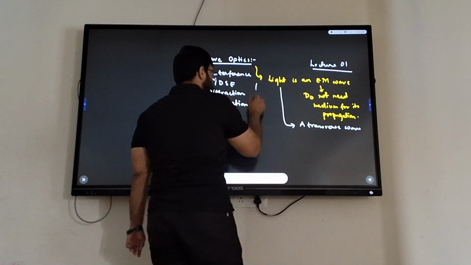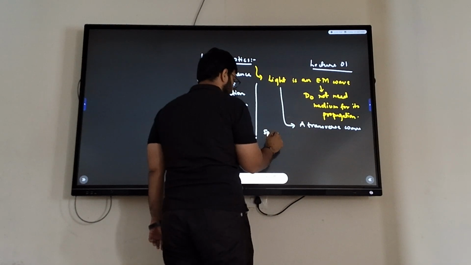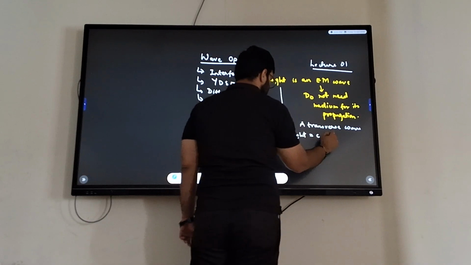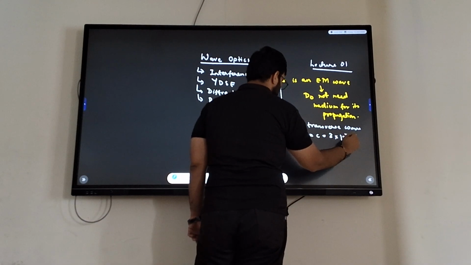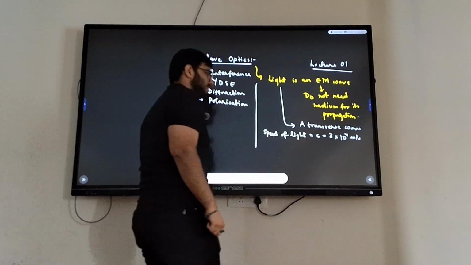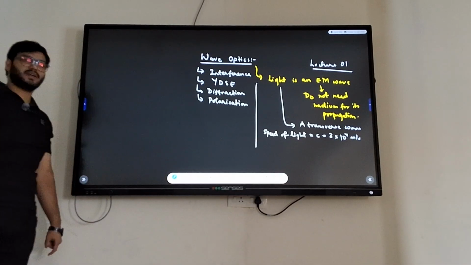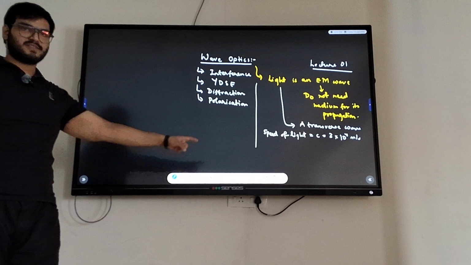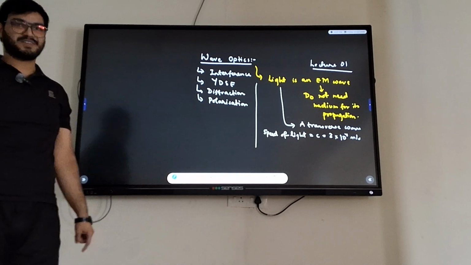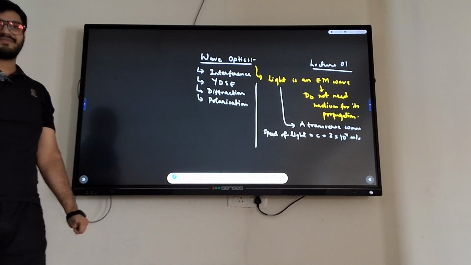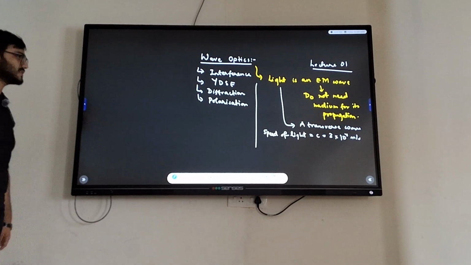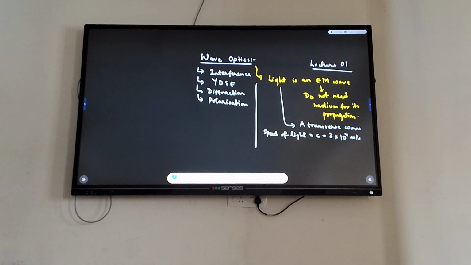And then there's something called the speed of light. Do you know that? That's c, 3 into 10 power 8 meter per second. Or more precisely 299792458 meter per second. Anyways, you remember that value. That's approximately the same thing. Okay. So this is wave optics, and we'll try to study this.